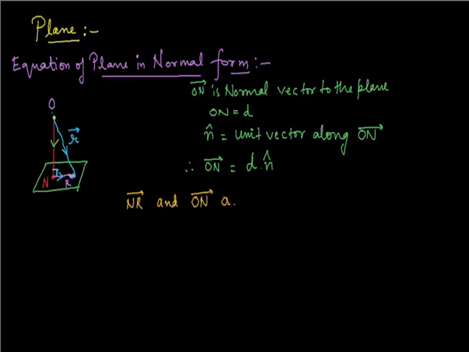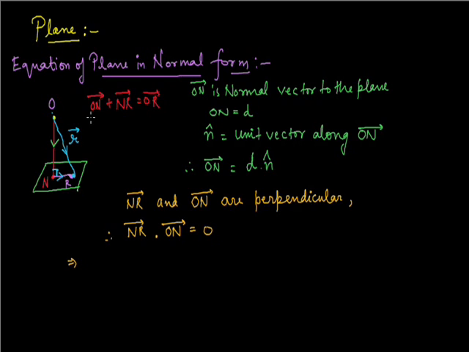So we have that NR vector and ON vector are perpendicular, and we know that the scalar product of two perpendicular vectors is 0. Therefore, NR vector dot ON vector is going to be equal to 0. By triangle law of addition, we have ON vector plus NR vector is equal to OR vector.